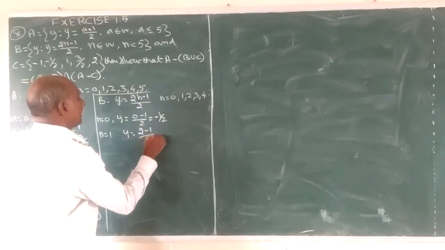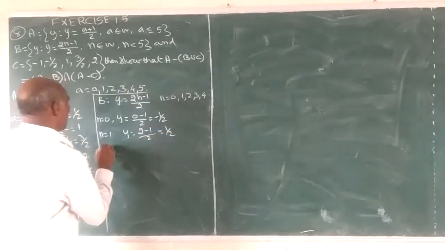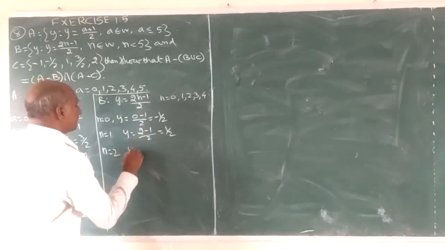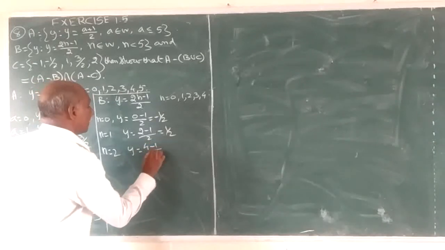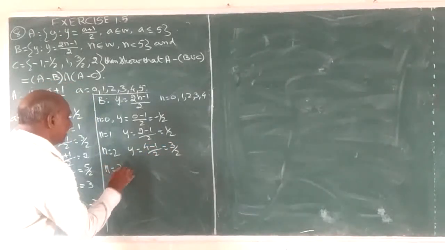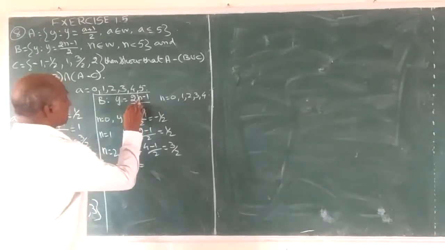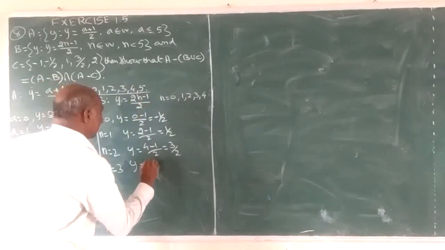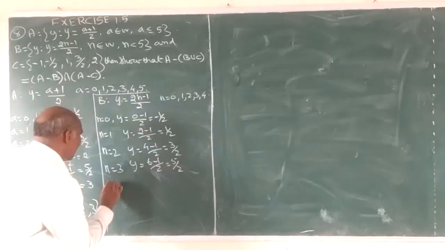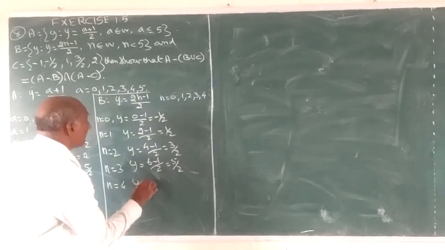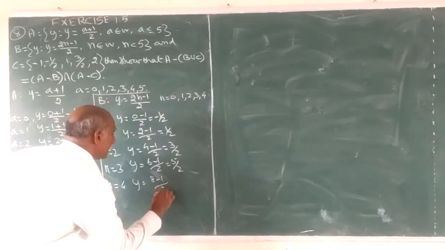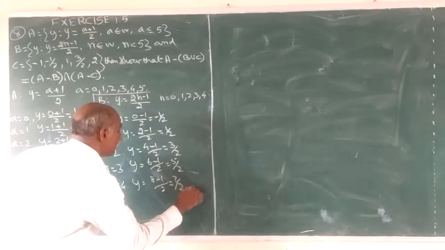2 minus 1 by 2 equal to 1 by 2. Then n equal to 2: 2 into 2, 4 minus 1, 4 minus 1 by 2 equal to 3 by 2. Then n equal to 3: 3 means 2 into 3, 6 minus 1, that is 5 by 2. n equal to 4, then y equal to 2 into 4 minus 1, 8 minus 1 equal to 7 by 2.